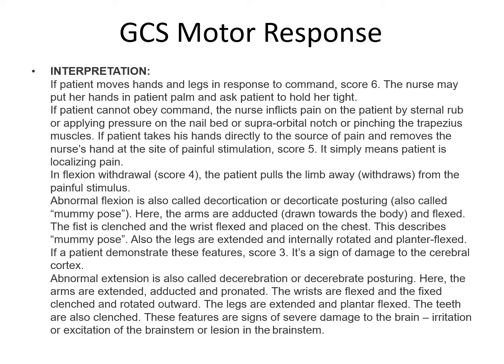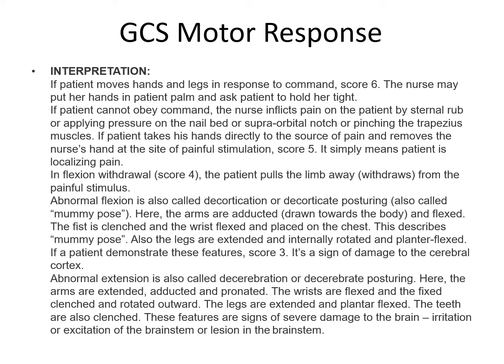But what we can describe this abnormal flexion or decortication as: the patient's arms are adducted. They're drawn toward the body and they are flexed. The fist is clenched, the wrist is flexed and placed on the chest. Also, the legs are extended and internally rotated, and there is plantar flexion. If a patient demonstrates these features, they get a score of 3, and it indicates that there has been damage to the cerebral cortex.